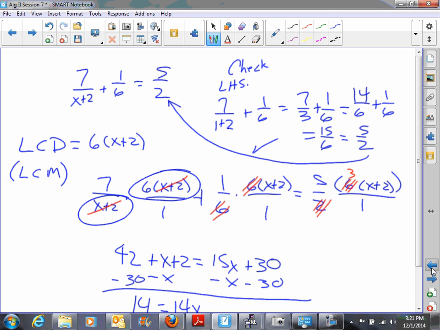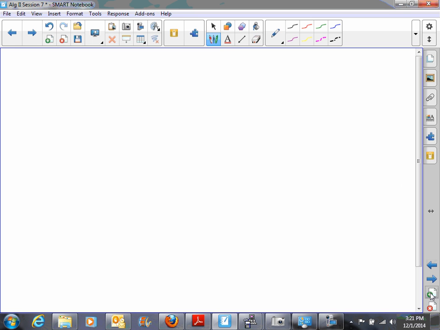So you always have to check to see if any of the solutions you've generated make any of your denominators 0. If they do, that particular solution, if there's more than one, has to be thrown out. And if that's the only one, then your equation isn't going to have a solution. Let's take a look at an example of that. How about the equation x over x minus 3, plus 20 over x squared minus x minus 6, equals negative 4 over x plus 2.